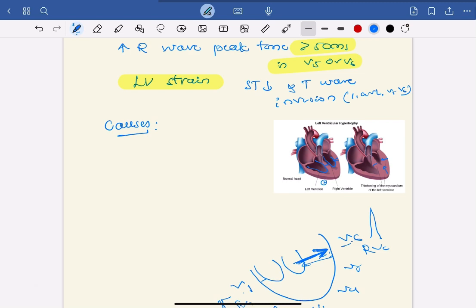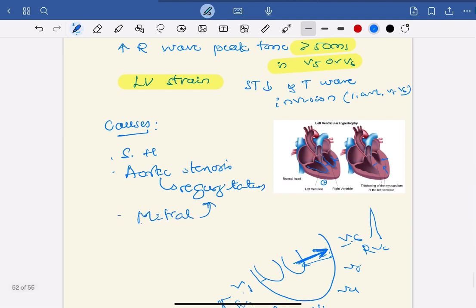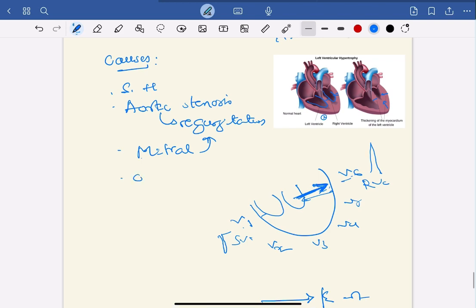Causes of LVH include systemic hypertension, aortic stenosis, or aortic regurgitation, or mitral regurgitation, or coarctation of aorta, or it is a part of hypertrophic cardiomyopathy. So these are a few causes of LVH.